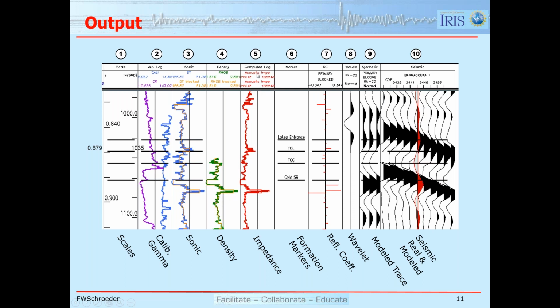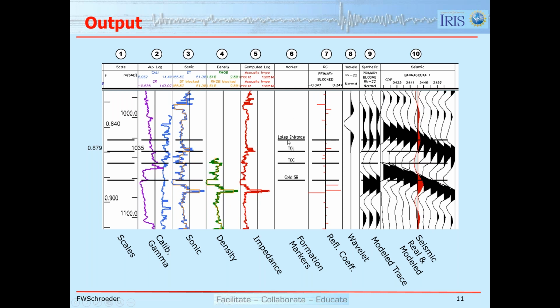And then track 5 is the acoustic impedance. That's simply the sonic times the density. Again, the thicker red line is using all of the data. The thinner red line is the blocked data.